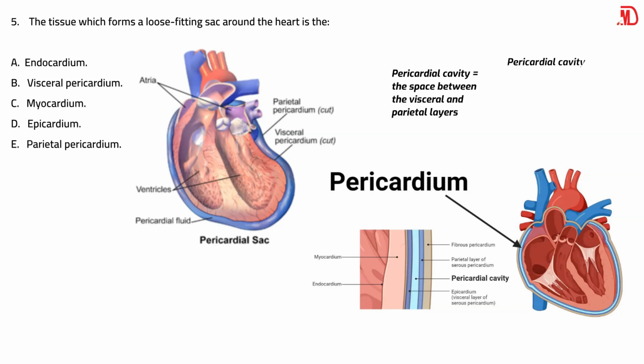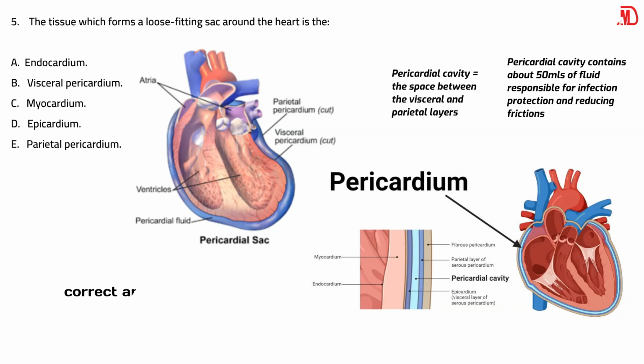Normally, about 50 ml of fluid can be present within the pericardial sac or the pericardial cavity. This fluid protects the heart from infections and provides lubrication to reduce friction between the heart and surrounding tissues. Therefore, the correct answer is E, parietal pericardium.